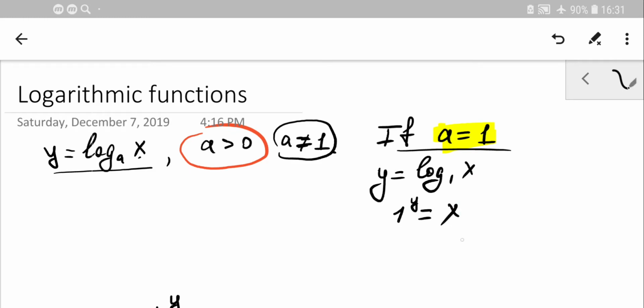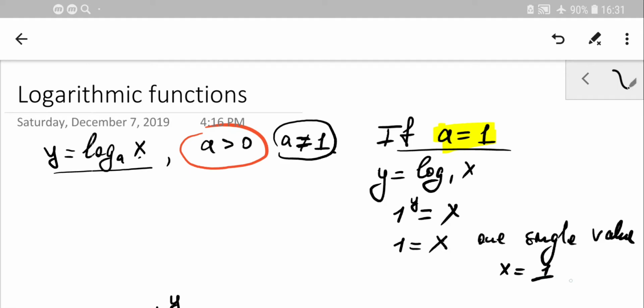Okay, so in this case we get the following trouble, because the left side is going to be 1 always, and we get x equals 1. So in this case, we have only one single value for x, which is always 1, and it means that we can't have any other numbers. Maybe a specific example will be much clearer for you.